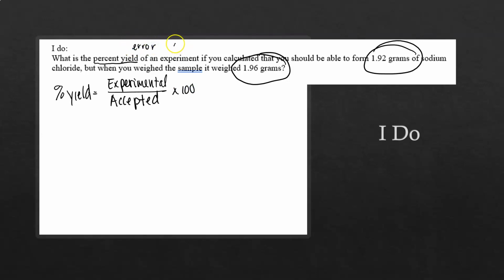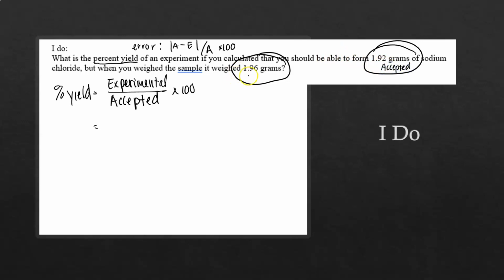Okay, percent error would be if you subtracted the two and then divided by accepted. Okay, so error and yield are different equations. We were asked for yield, so we're going to pretend it's like our grade from the experiment. Not really, because it's over 100%, but we'll pretend. Where we should be able to form, this would be our accepted value.